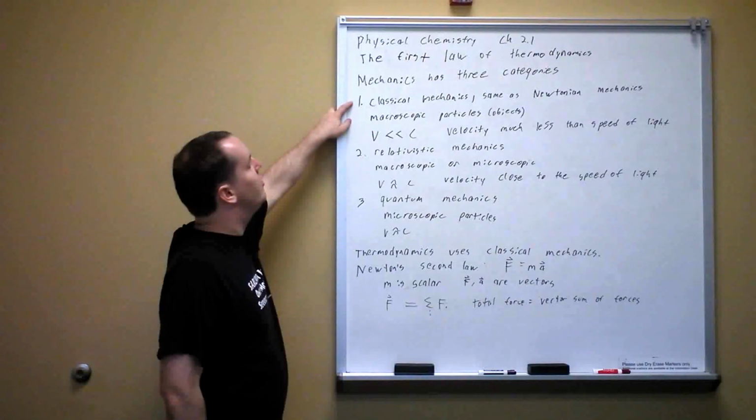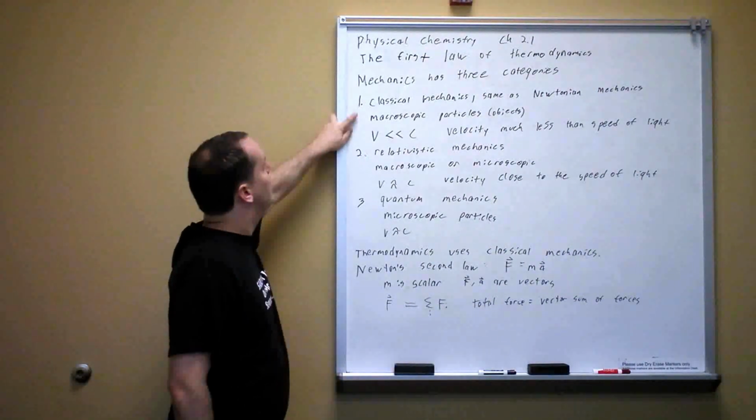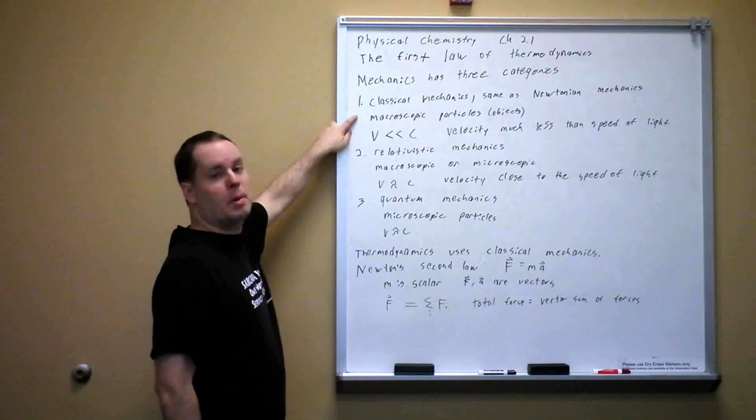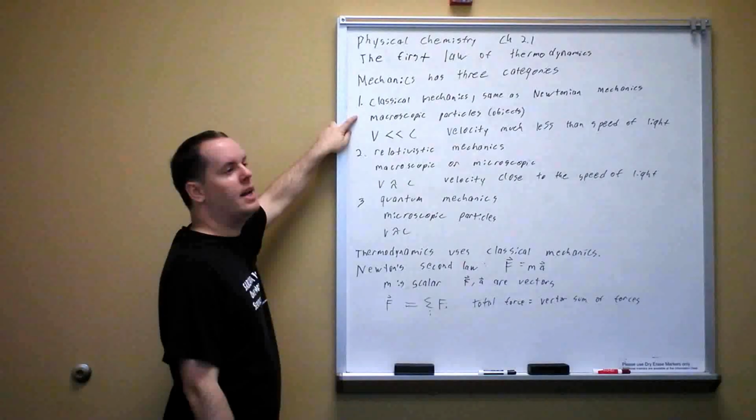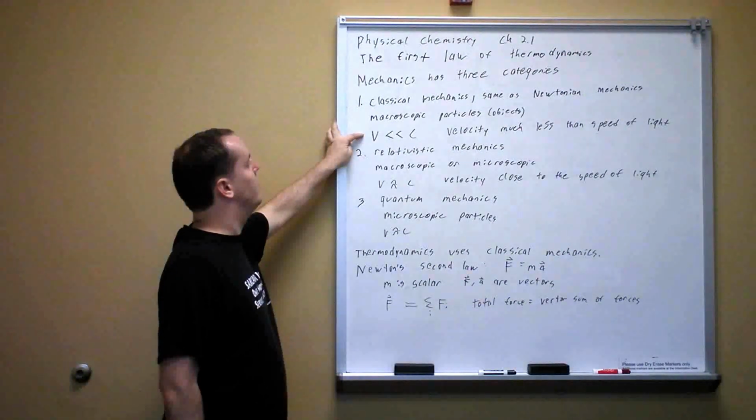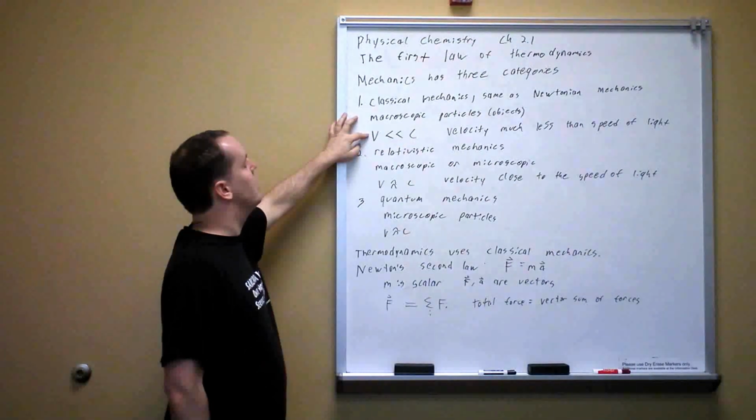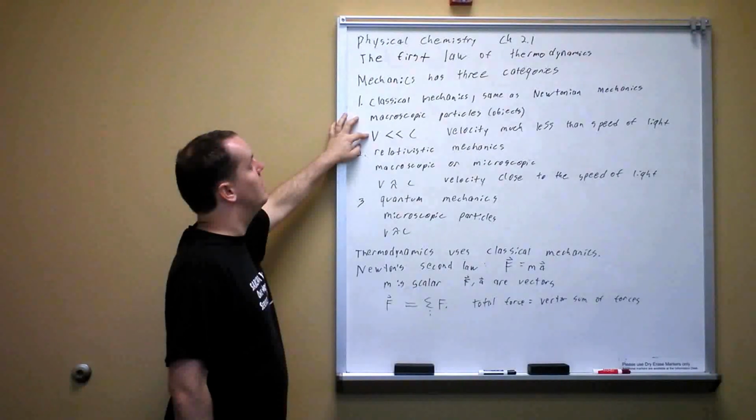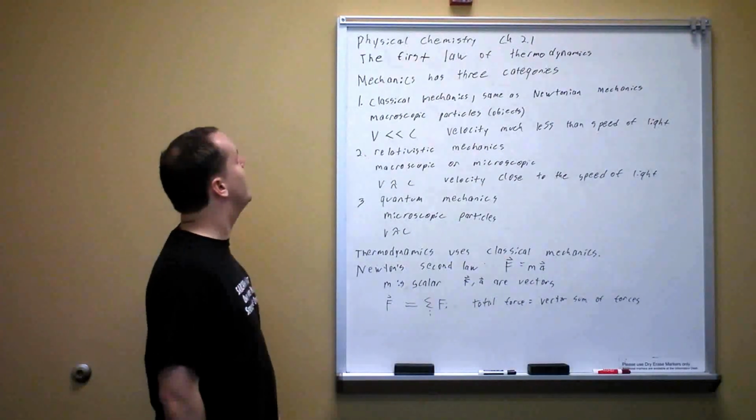The first is what we call classical mechanics, or Newtonian mechanics, or just Newton mechanics. This is when we deal with macroscopic particles, or objects such as bowling balls, your body, planets, etc. The main thing about classical mechanics, we're assuming that v is much less than c. Remember, v is our velocity, and c is the speed of light. So what we're saying is that our velocity is much less than the speed of light.